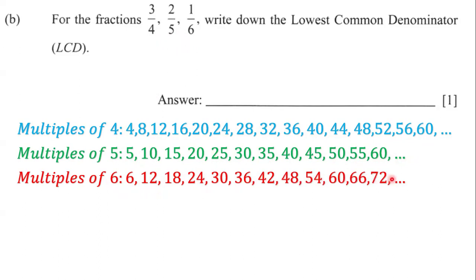And so if we look here, the lowest common multiple of these 3 numbers, 4, 5, and 6, is definitely 60. And so that means that 60 is the lowest common denominator for the fractions 2 over 4, 2 over 5, and 1 over 6. Indeed, 60 is the answer.